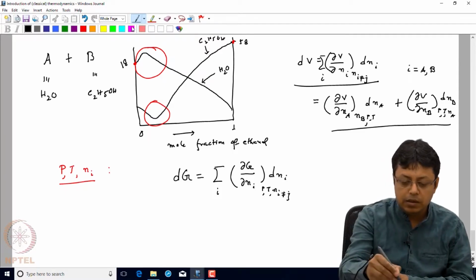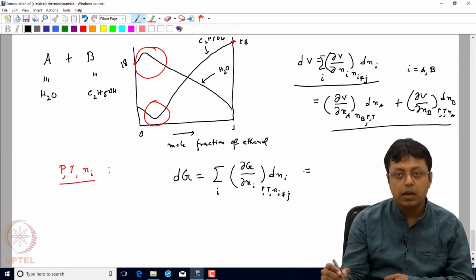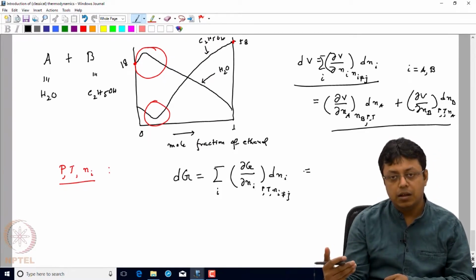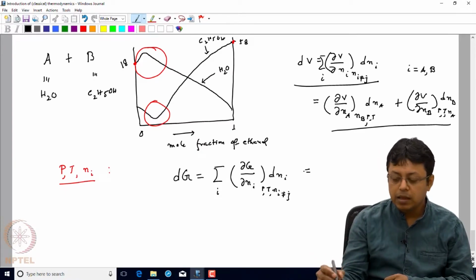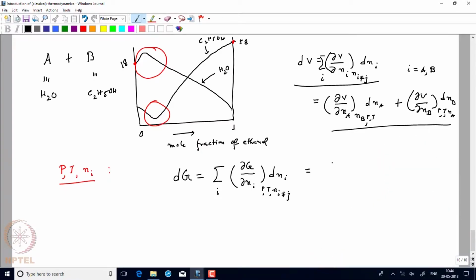So similarly, if we want to write an overall expression for dG, the change in the Gibbs free energy, then for a two component system it will be something like del G del N_A at constant pressure, temperature and N_B, into dN_A, plus I will have the corresponding change with respect to B if I keep the pressure, temperature and amount of A constant.